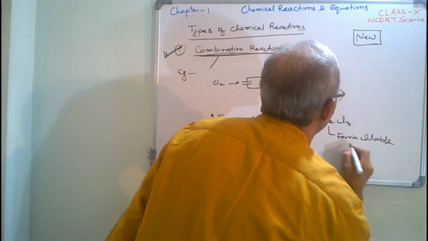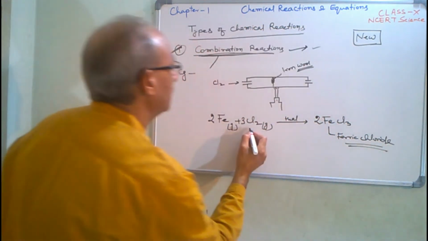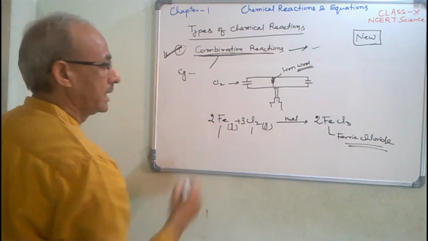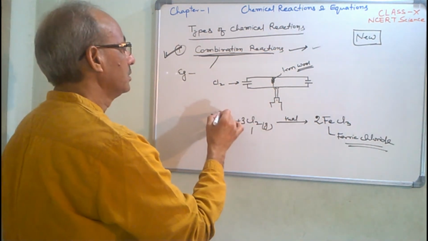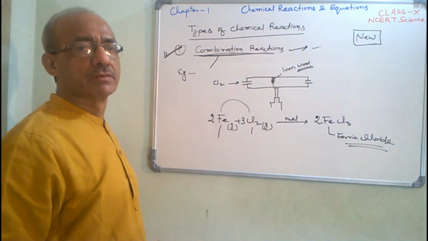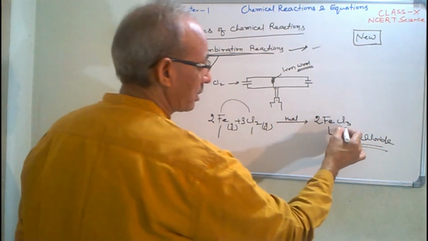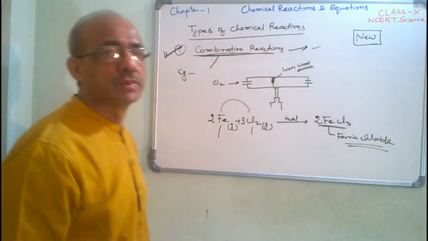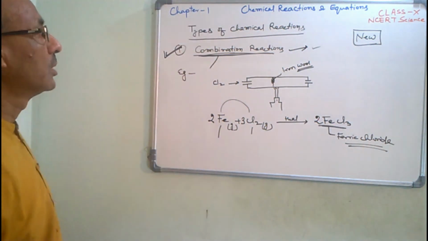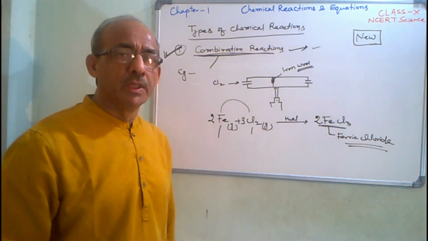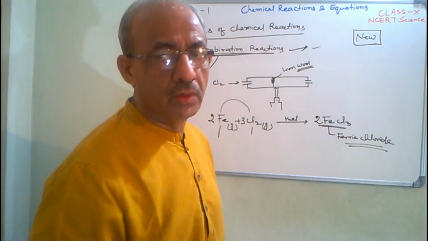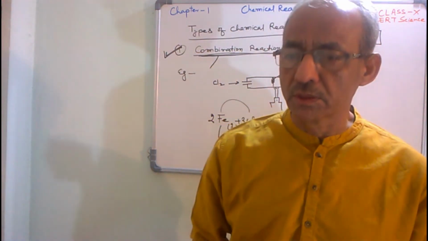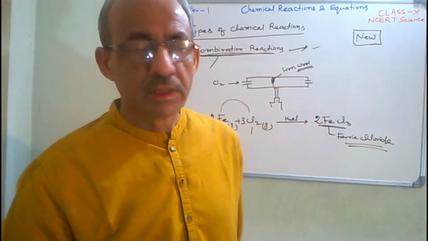This is chlorine gas, this is iron. As in this chemical reaction the two chemical substances are combined together to form one single product, it is a type of combination reaction. And by this way, we discussed the combination reactions with certain examples in this session.